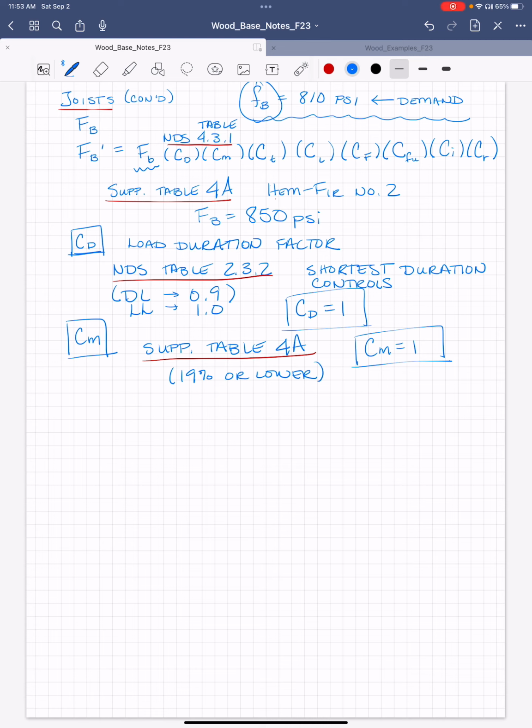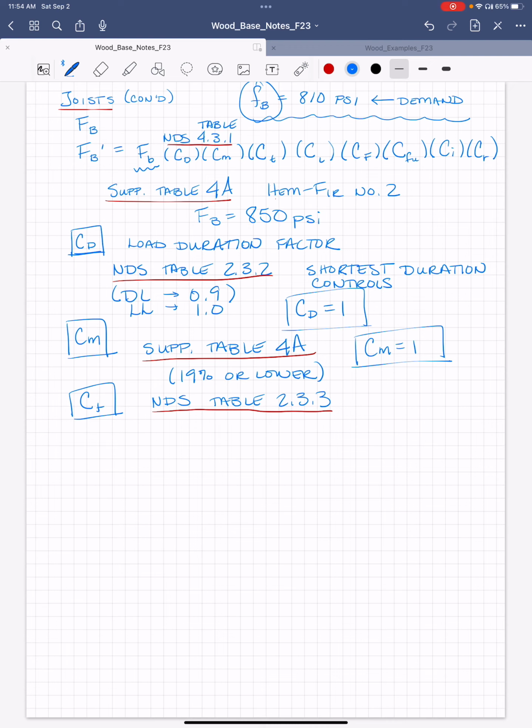The next one is C sub T. Now we're going to go back over to the NDS. And yes, this is a little cumbersome. The same page that we were looking at for the duration, that's where the temperature factors are. So NDS table 2.3.3. This is page 11 of the NDS. Okay, that's the temperature factors.